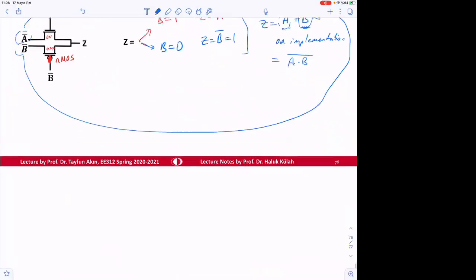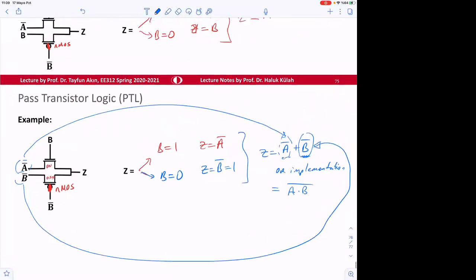So this covers the different types of logics. This pass transistor logic is good to know. It's not used widely, but it's good to know about this. So any questions?